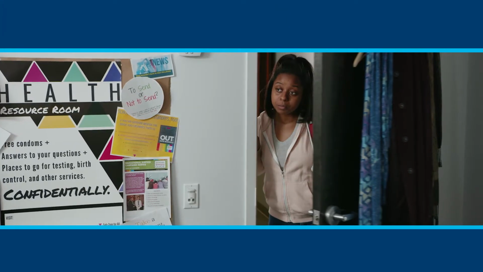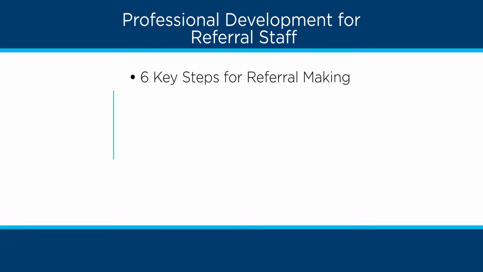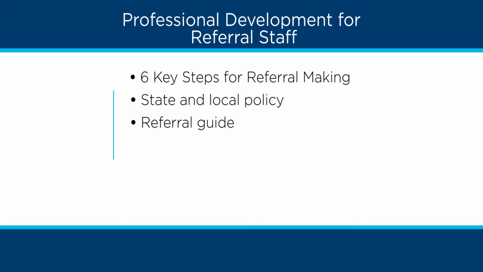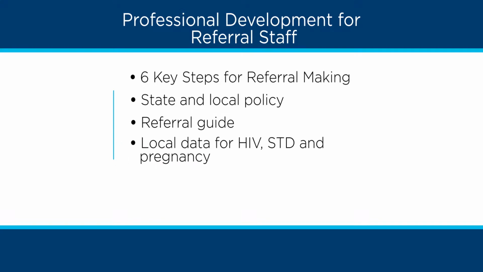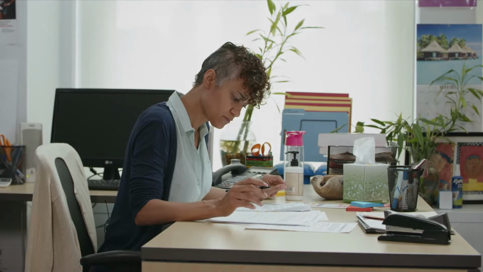The video you're about to see consists of scripted scenes that show conversations between a student and a designated referral staff person. This referral staff person has received training in the following areas: the 6 key steps associated with providing a referral, state and local policy on minors' access to health services, and use of the referral guide. She also participated in a lunch and learn with a local healthcare provider that included a review of data on adolescent health outcomes in her community. All designated referral staff should receive training to ensure they're equipped with the knowledge, skills, and resources necessary to make appropriate referrals. Now, let's see what a referral-making conversation can look like.